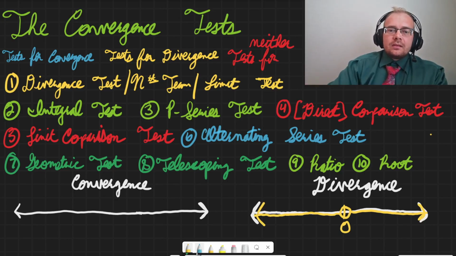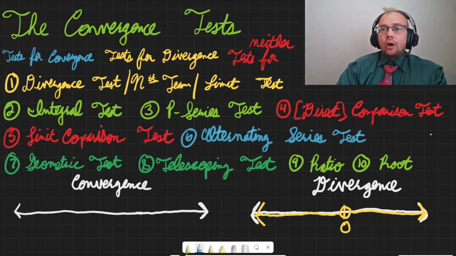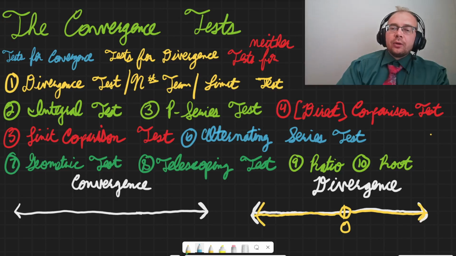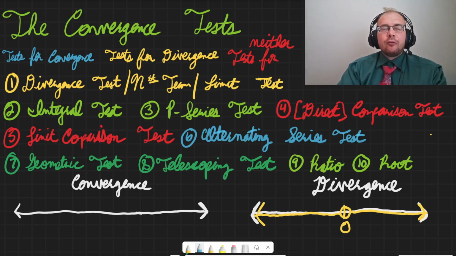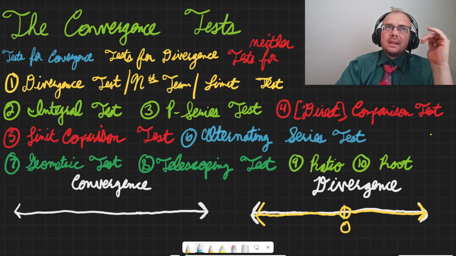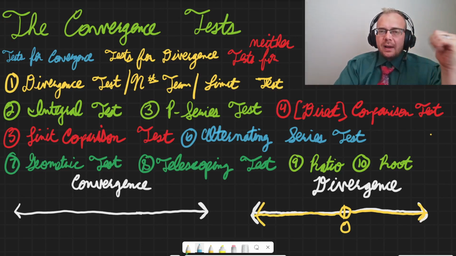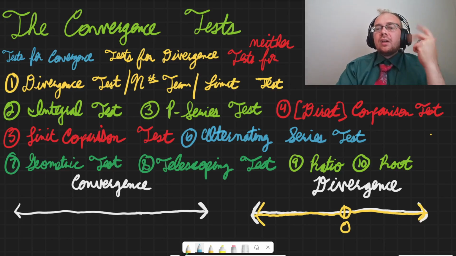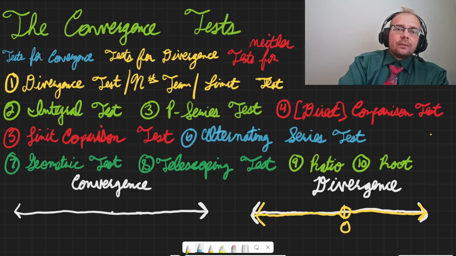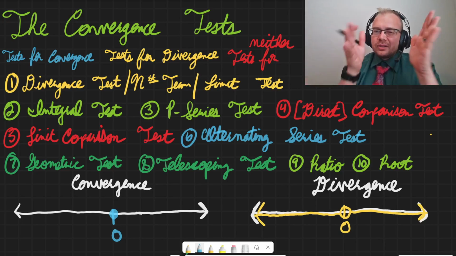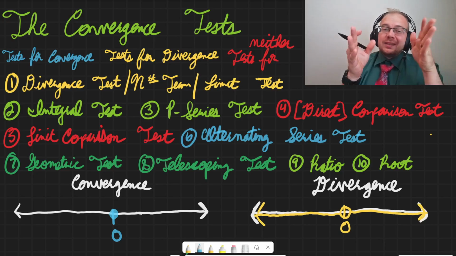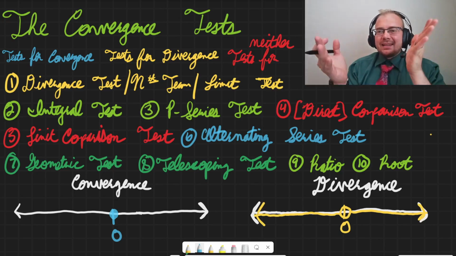And then subsequently, the alternating series test only tests for convergence. Basically, if the limit is 0, then it converges. Now, the sequence has to be always positive and always decreasing, but the limit has to equal 0. If the limit is equal to 0, then it converges. See how those two pair together now? If it's 0, then it converges. If it's not 0, then it diverges.